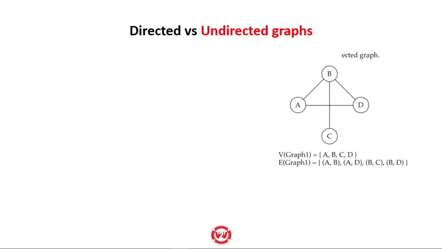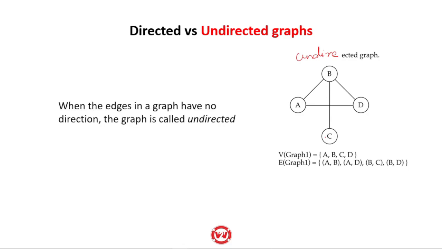Now, let's try and understand the difference between directed and undirected graphs. If we check, this is an undirected graph. Why is this undirected? Because there are no directions present between the edges of A, B, C and D. So, you do not know whether the edge goes from A to B or from B to A. So, we call it an undirected graph. When the edges in a graph have no direction, the graph is called undirected.